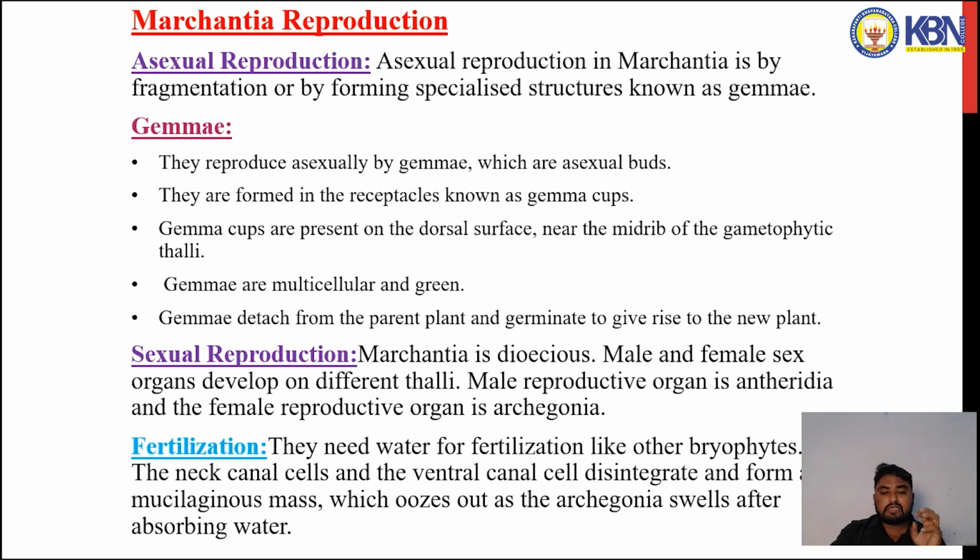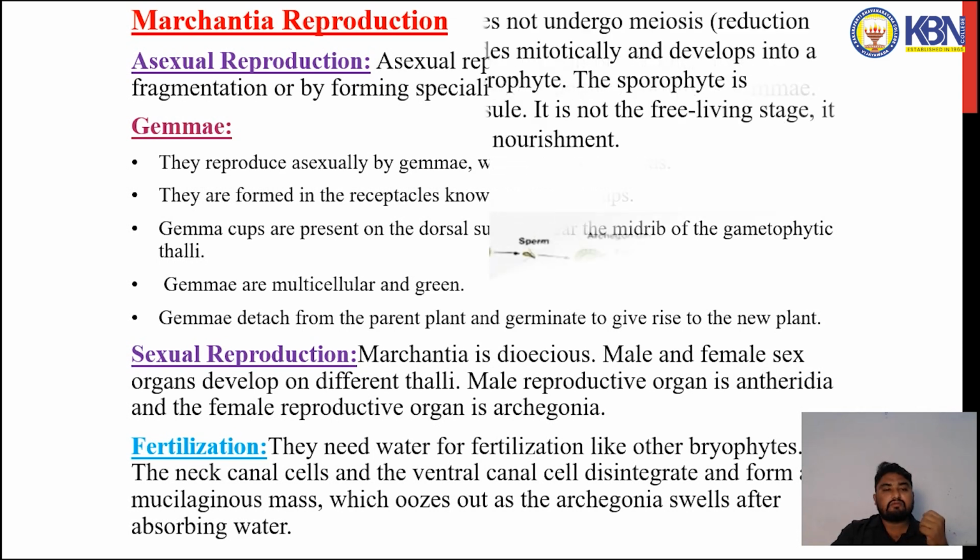The neck canal cells and the ventral canal cell disintegrate into mucilage, which oozes out as the archegonia swell after absorbing water.